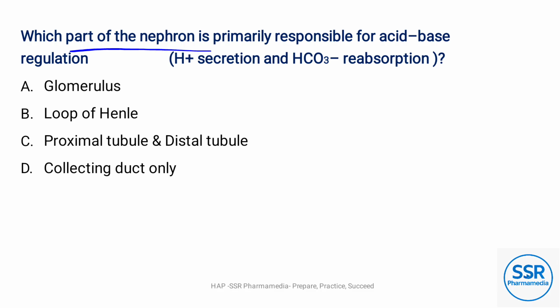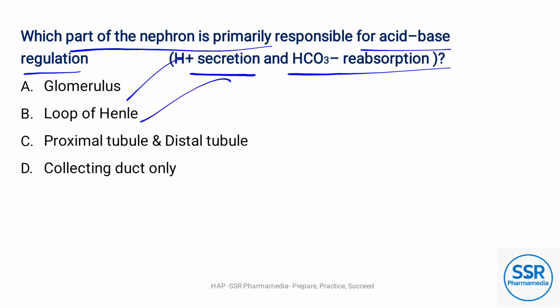Next, which part of the nephron is primarily responsible for acid-base regulation, that is, hydrogen ion secretion and bicarbonate ion reabsorption? Option A, glomerulus. Option B, loop of Henle. Option C, proximal tubule and distal tubule. Option D, collecting ducts only.